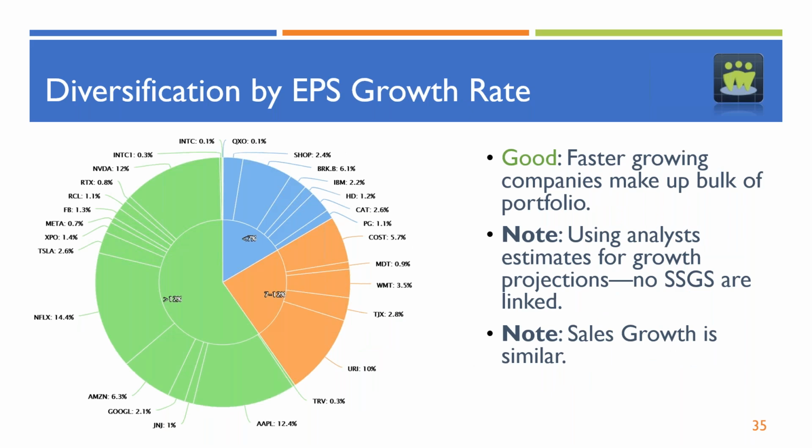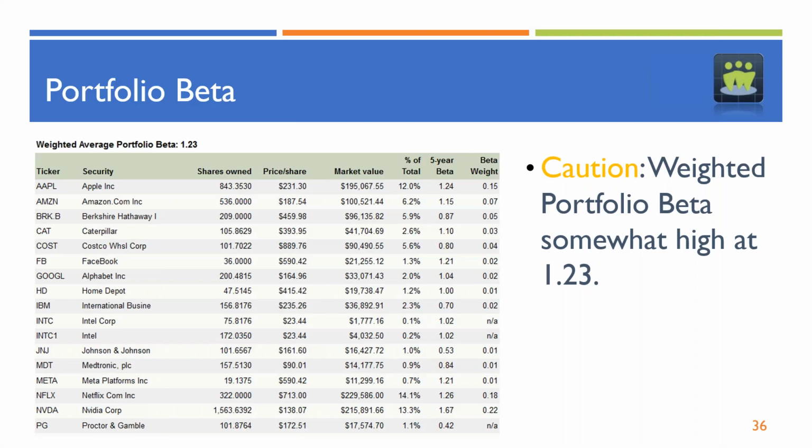By growth rate, again, the green slices in the pie chart are the companies with projected earnings growth greater than 12%, but no SSGs are linked, so this is using analyst estimates, which may skew things a little bit. Sales growth diversification looks very similar to this, so again, good for going for the growth here. Portfolio beta for this portfolio is 1.23 compared to 1.11 for the prior, so this one has a higher degree of potential volatility, if you will, compared to the first portfolio.